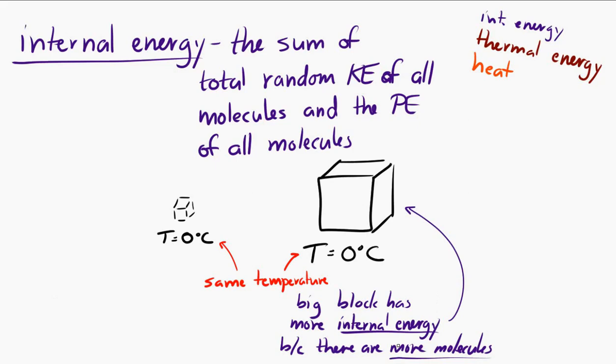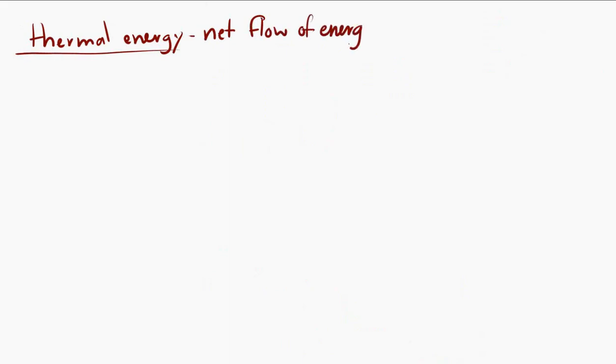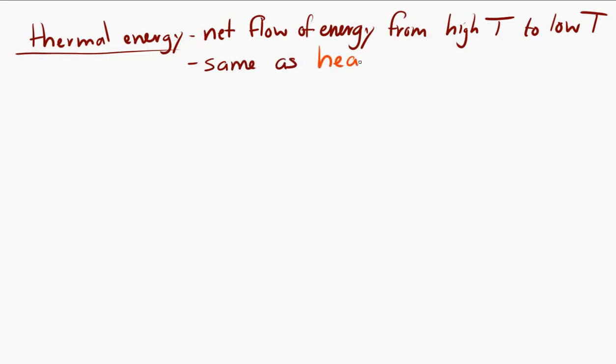Okay. Now, thermal energy refers to a net flow of energy from a high temperature object to a low temperature object. And thermal energy, for our purposes, is going to be synonymous with heat. Thermal energy and heat, for our purposes, will mean the same thing. It's a net flow of energy.